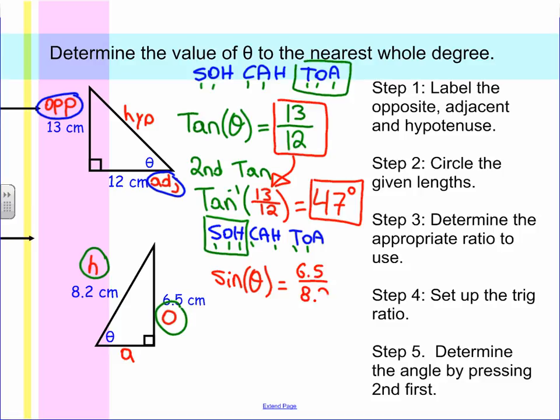You're then going to second sine this thing. Whenever you're looking for an angle, you have to hit second sine. You're going to get sine -1 like that, and the ratio goes inside the brackets now. Whatever you get, that is the angle you're looking for. So we are looking for 52 degrees. Fantastic.